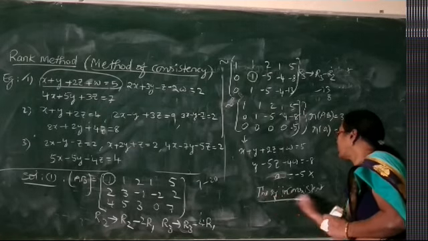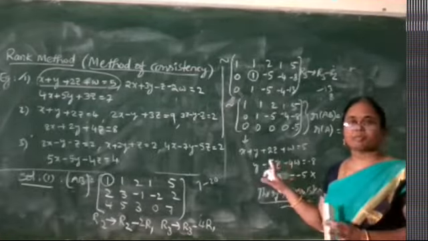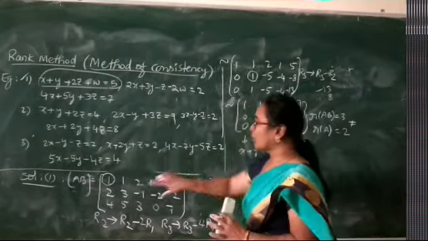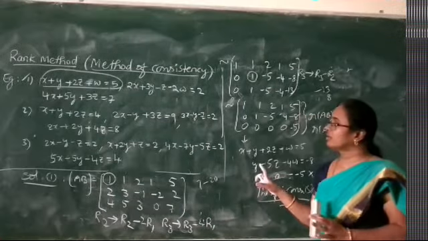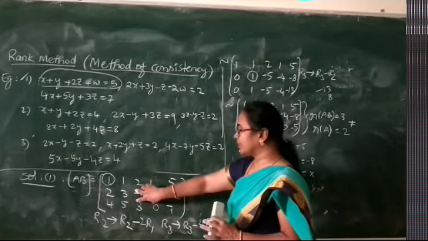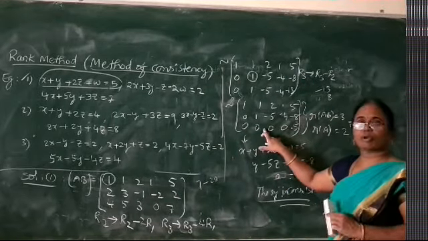The given system of linear equations is inconsistent. I hope you all understood the method. What we have done? We have written the augmented matrix, applied the sequence of row operations. We have got the echelon form.